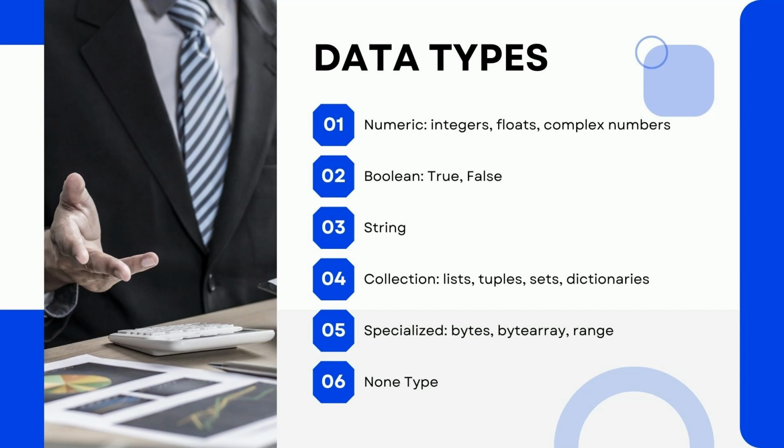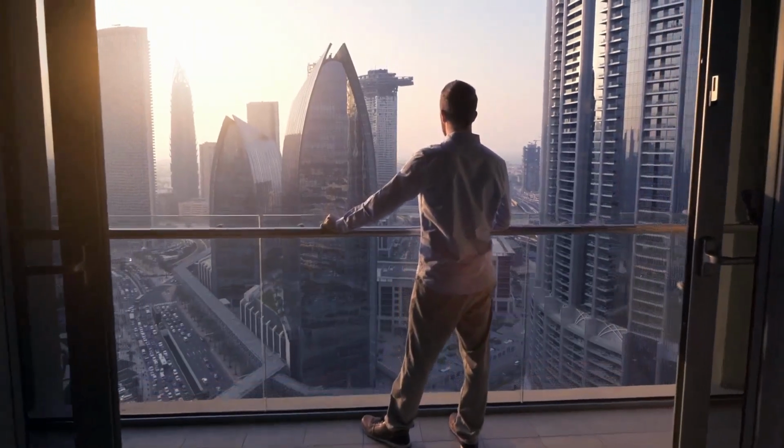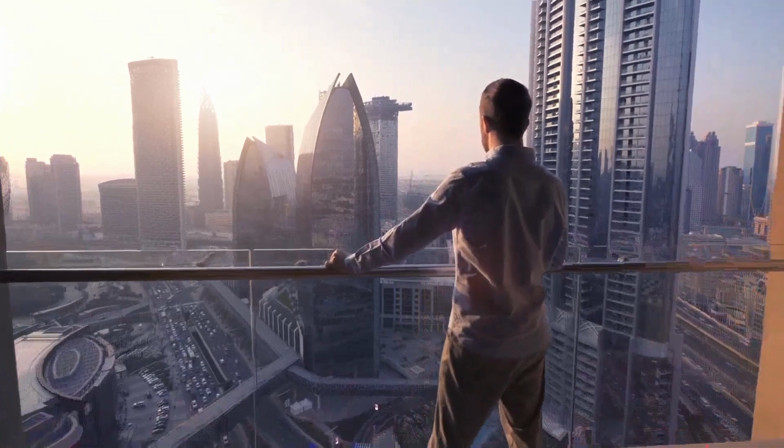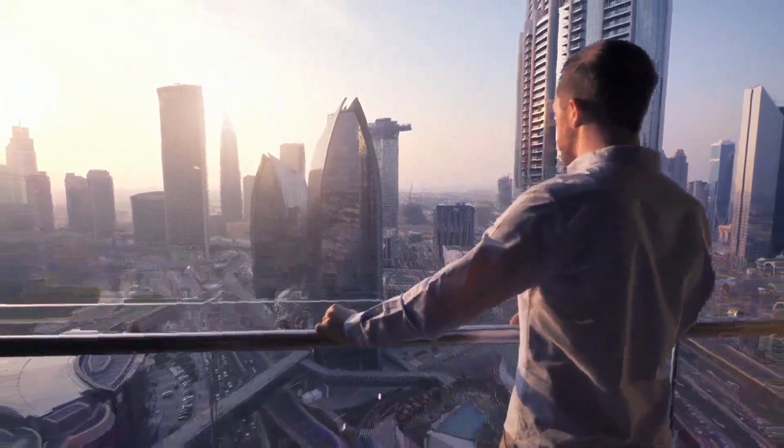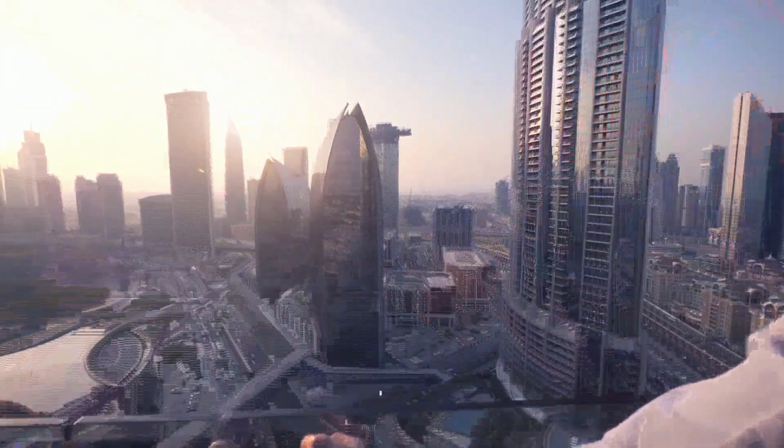That's it for our comprehensive guide to Python data types. Let's recap what we've covered today. We started with numeric types, integers, floats, and complex numbers. Then we moved on to Booleans, which represent truth values. We discussed strings, which are sequences of characters, and explored some common string operations and methods.